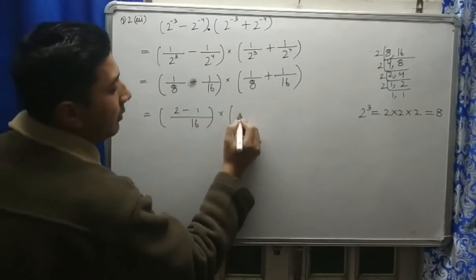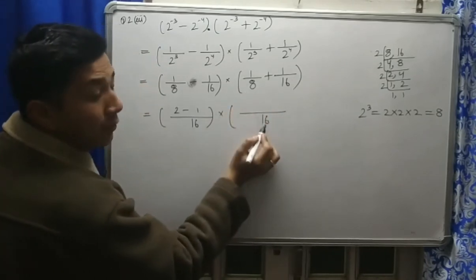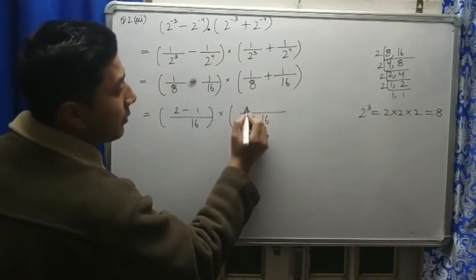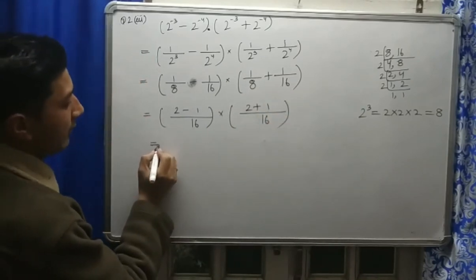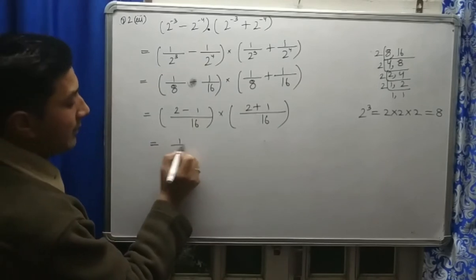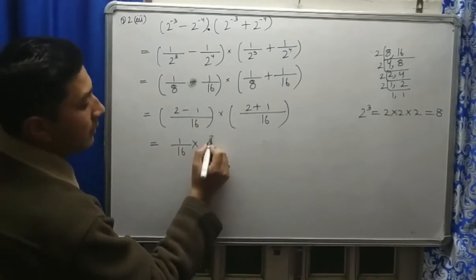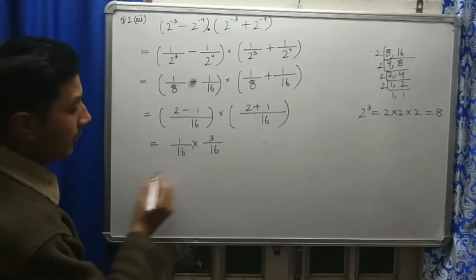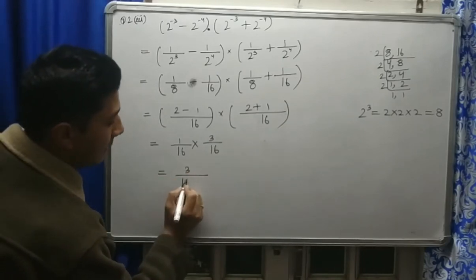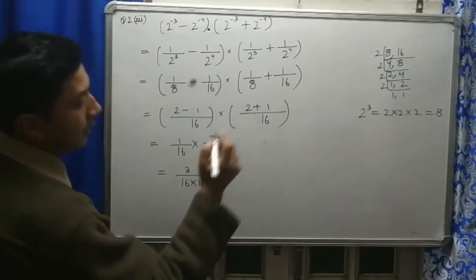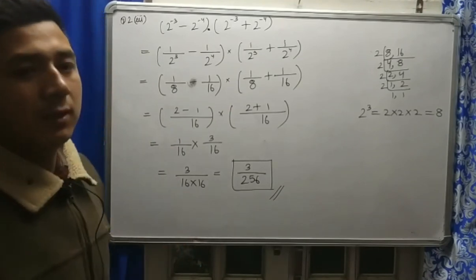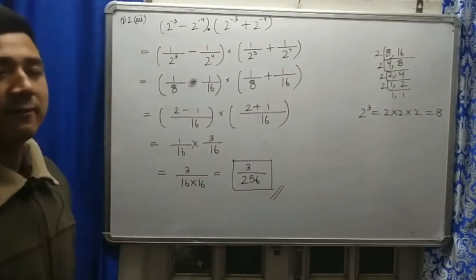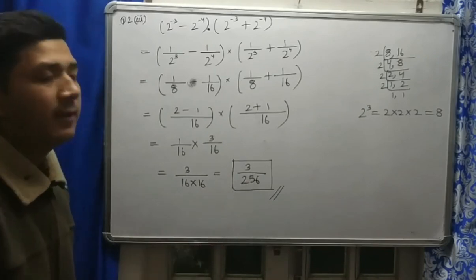Similarly, 16 is the LCM. 8 twos are 16, so 2 ones are 2, plus 16 ones are 16, so 1 one is 1. So here we get 2 minus 1 is 1 by 16, into this will be 3 by 16. Alright, so therefore this will be 3 by 16 into 16. Now you calculate how much is 16 into 16. If we calculate 16 into 16, you will be getting 256. So hence the final answer will be 3 by 256.